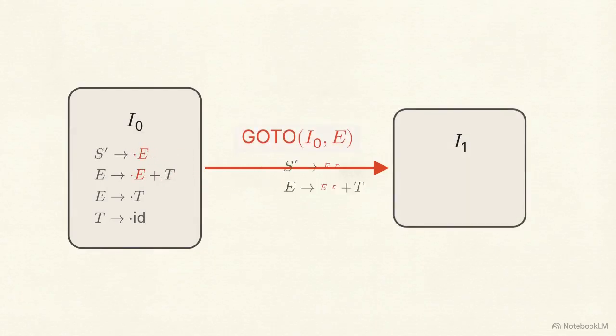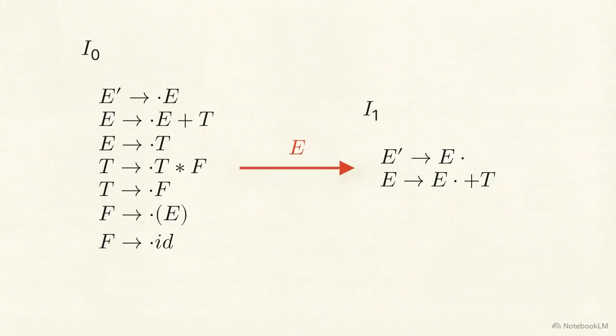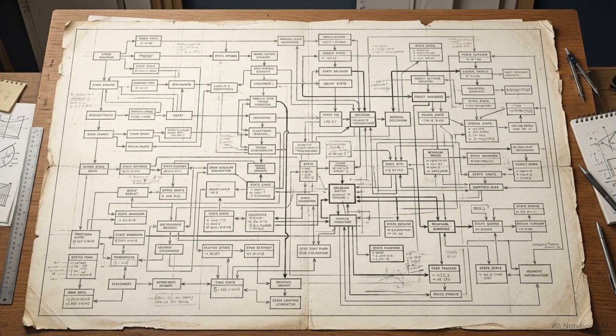This is calculated by the goTo function. The goTo mechanic simulates the consumption of a grammar symbol. It selects all items in a state where the dot precedes a specific symbol, in this case, E. It shifts the dot one position to the right over that E, and then computes the closure of this new item, resulting in a completely new state, I1. The goTo function calculates all possible transitions, locking in the state machine's map.